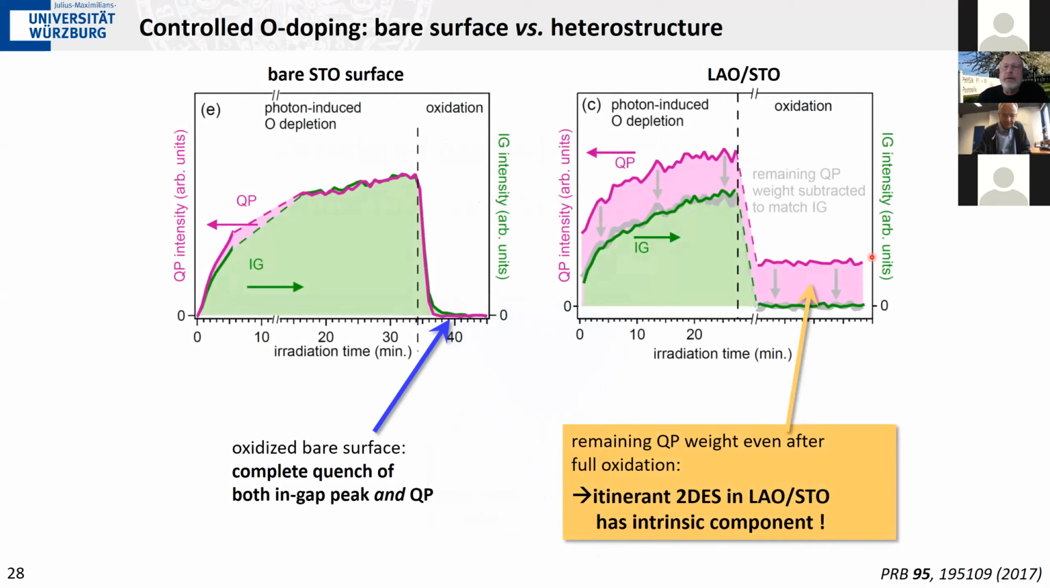The reason, or the explanation for this, we cannot directly derive now from these measurements. There has been some speculation, there have been some band calculations by Alex Zunger's group, where they speculate that there are anti-site cation defects in the LAO that can provide the extra charge that you need to populate the 3D states in the STO at the interface.